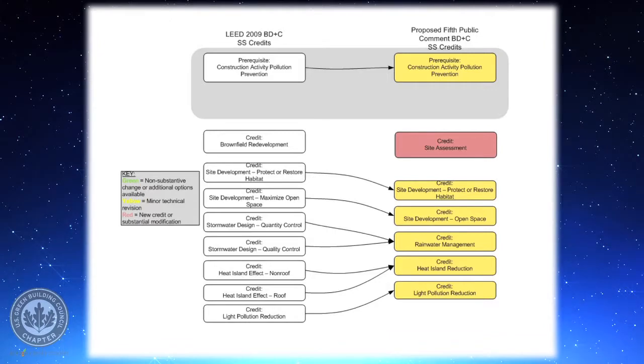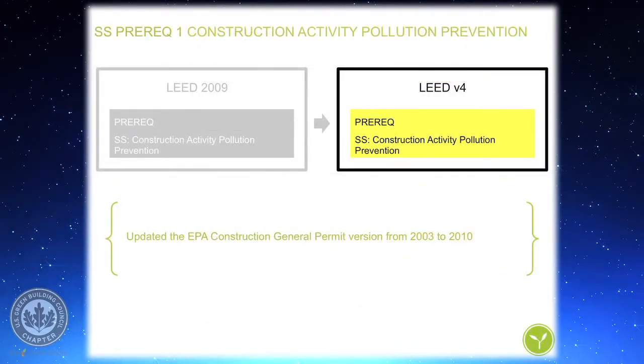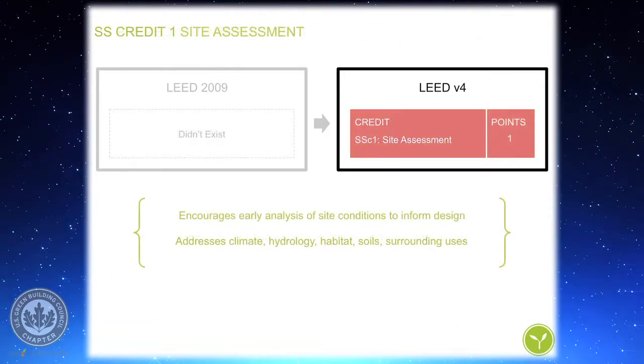So the first prerequisite in LEED version 4 is construction activity pollution prevention. Again, you are all familiar. We've simply updated the EPA reference from the 2003 version of the general permit to the 2010 version. The first new credit here is for site assessment. So this is essentially the integrative process credit from a site's perspective.